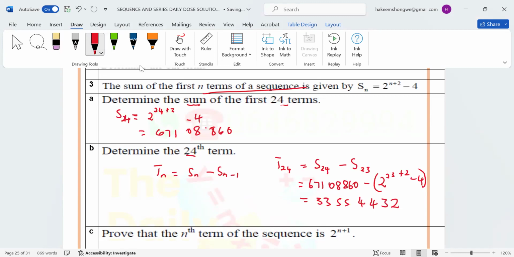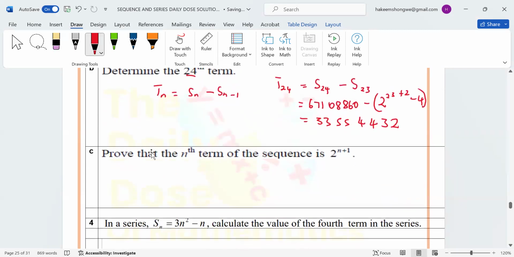Now, this is a typical examination question. This is what you should expect. They say we should prove that the nth term, which is Tn, not Sn, is equal to this. How do we prove that? How do we get Tn? Remember, we said Tn can be given as Sn minus Sn minus 1.